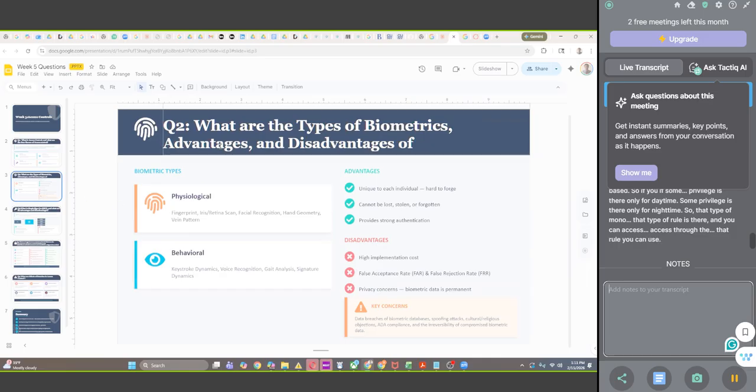Then the second question is, what are the types of biometrics, and their advantages and disadvantages? These are the basic types of biometrics: physiological biometrics and behavioral biometrics.